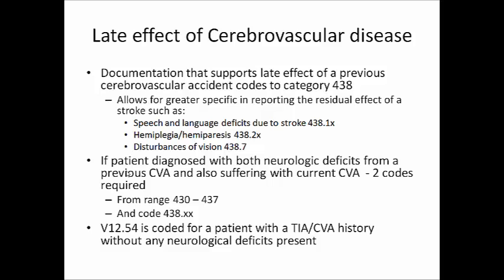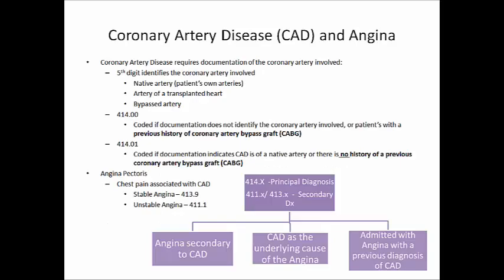And when a patient is diagnosed with both a neurologic deficit from a previous CVA and is also suffering a new CVA, the coder would code both codes, the current CVA and the late effect CVA. When there is only documentation that states the patient has a history of a TIA, transient ischemic attack, or a CVA with no neurologic deficits, the coder is going to code 412.